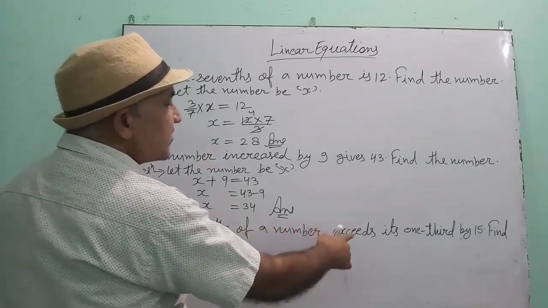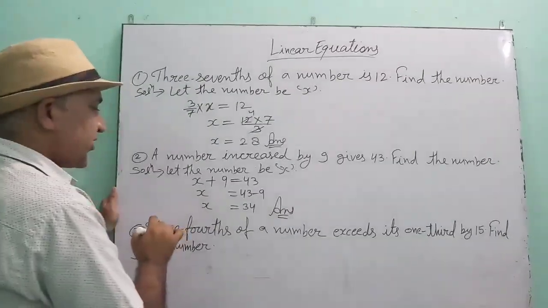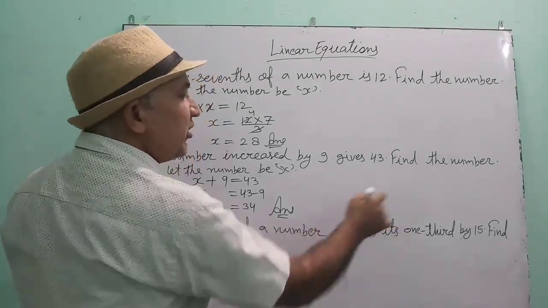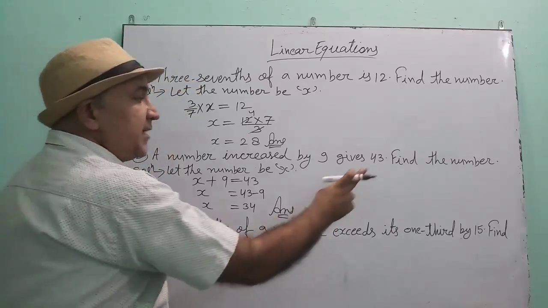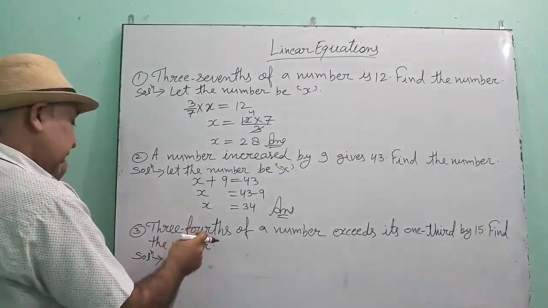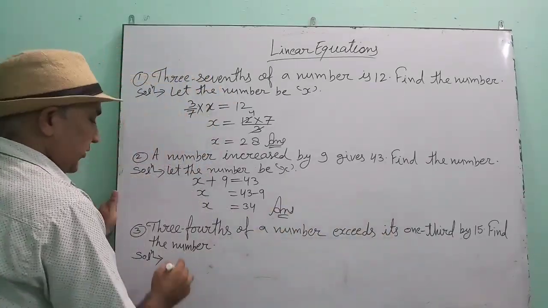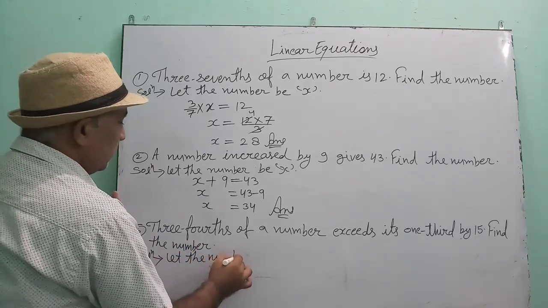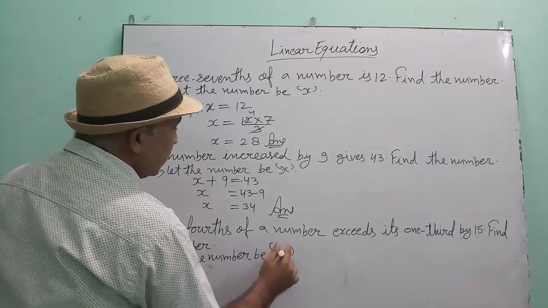3/4 of a number exceeds its 1/3 by 15. Find the number. See, what is the meaning of the statement? 3/4 of a number exceeds its 1/3 by 15 means 3/4 of a number is 15 greater than its 1/3. This is the meaning. So first we will take the number. Let the number be x.